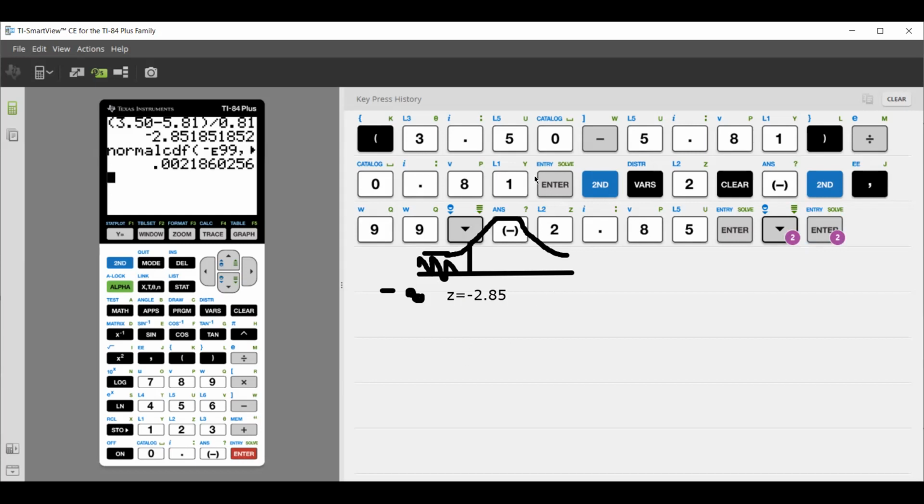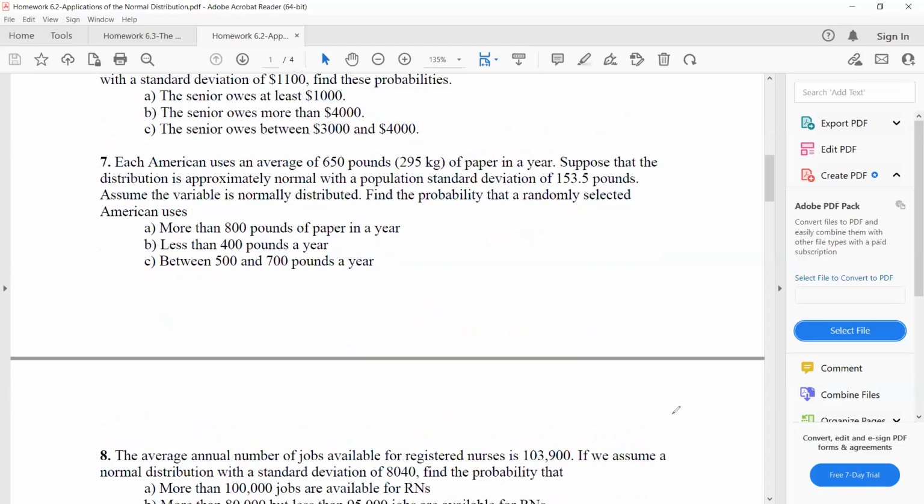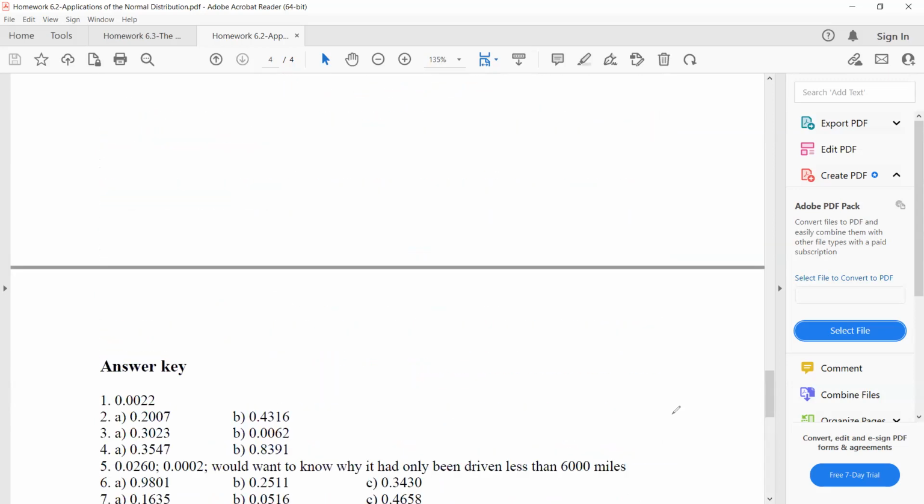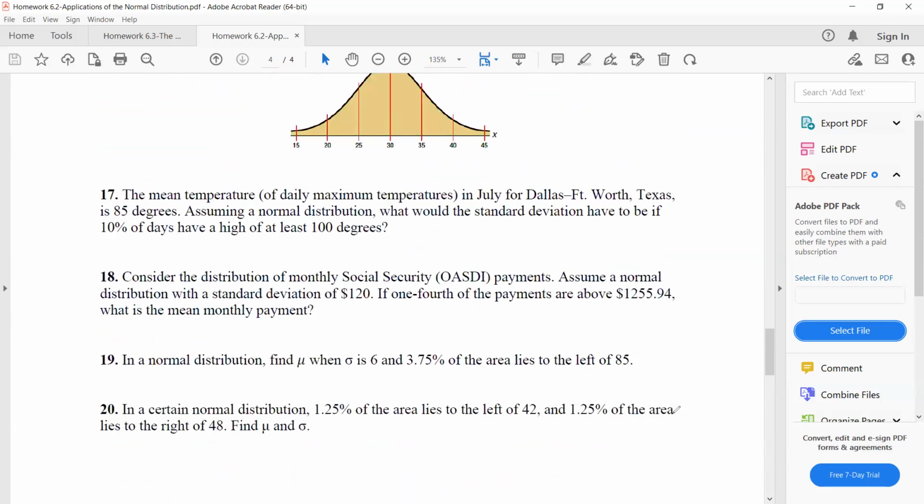0.0021. So now let me go to the homework and see what she asked for in the answer. Yeah, she rounded these to 4 places. So 0.0022 is the answer to number 1 here. Okay. 0.0022 is your answer there.